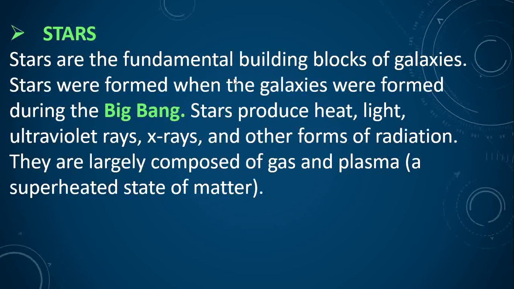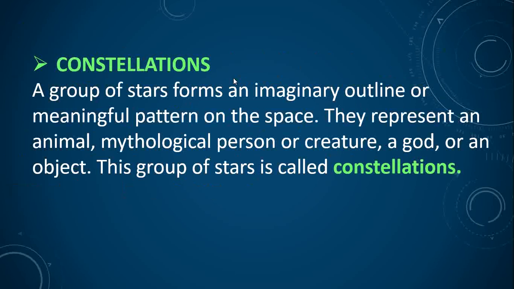Stars. Stars are the fundamental building blocks of galaxies. Stars were formed when the galaxies were formed during the Big Bang. So stars produce heat, light, ultraviolet rays, X-rays and other forms of radiation. They are largely composed of gas and plasma. Constellations. What is called constellations? A group of stars forms an imaginary outline or meaningful pattern in space. They represent an animal, mythological person or creature, a god or an object. This group of stars is called constellations.